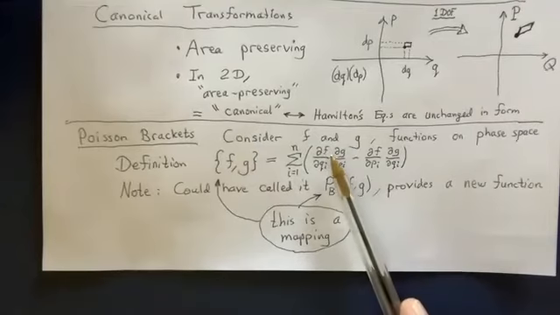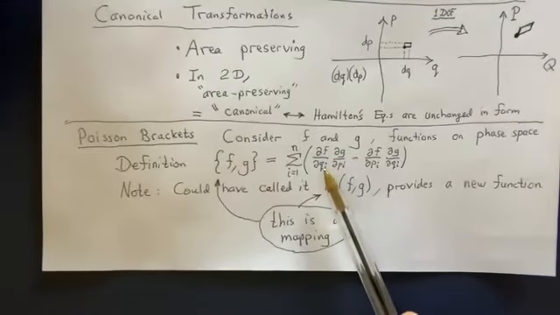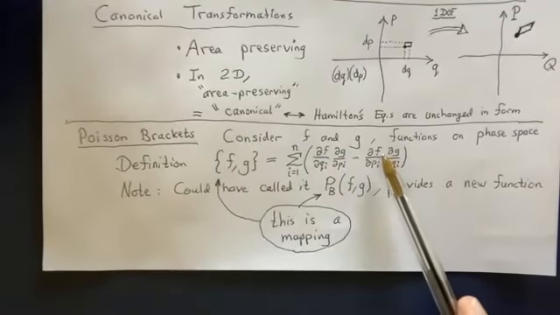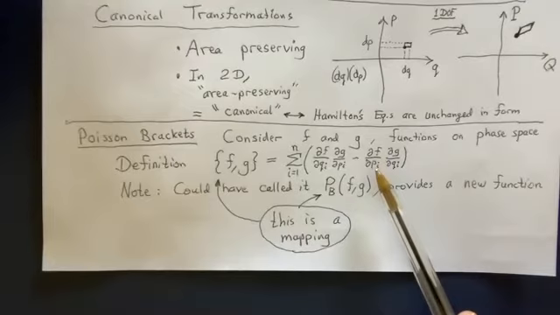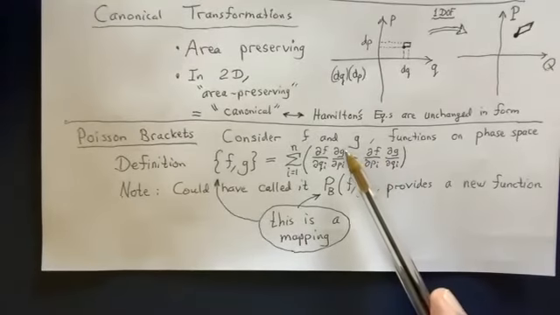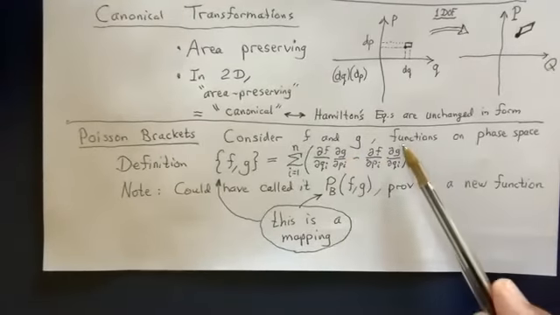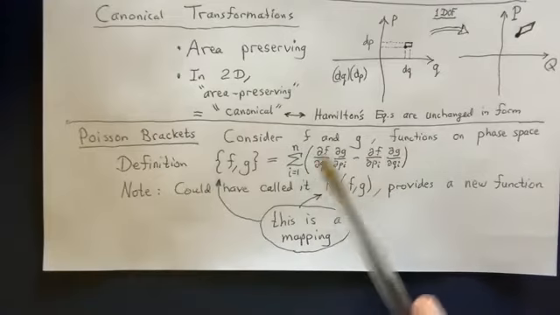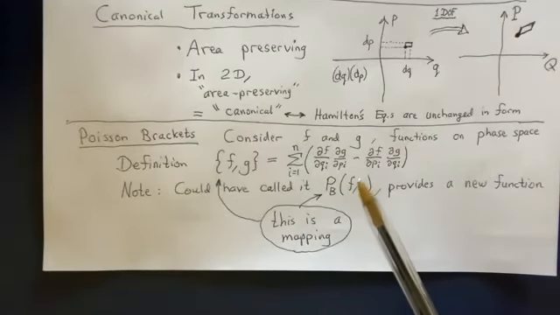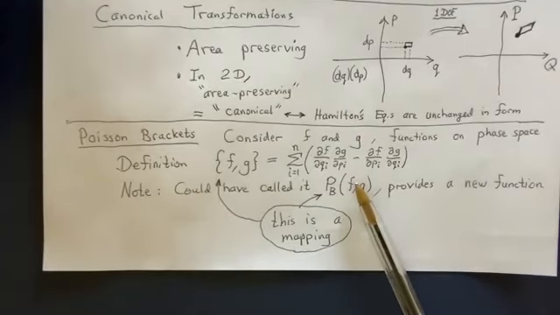We need all the partial derivatives of f with respect to q, all the individual q's. We need all the partial derivatives of f with respect to p, and the same is true for g. Here's partial g, partial pi, partial g, partial qi. So this is a peculiar combination of all these partial derivatives. Okay, it's a very peculiar combination of partial derivatives.